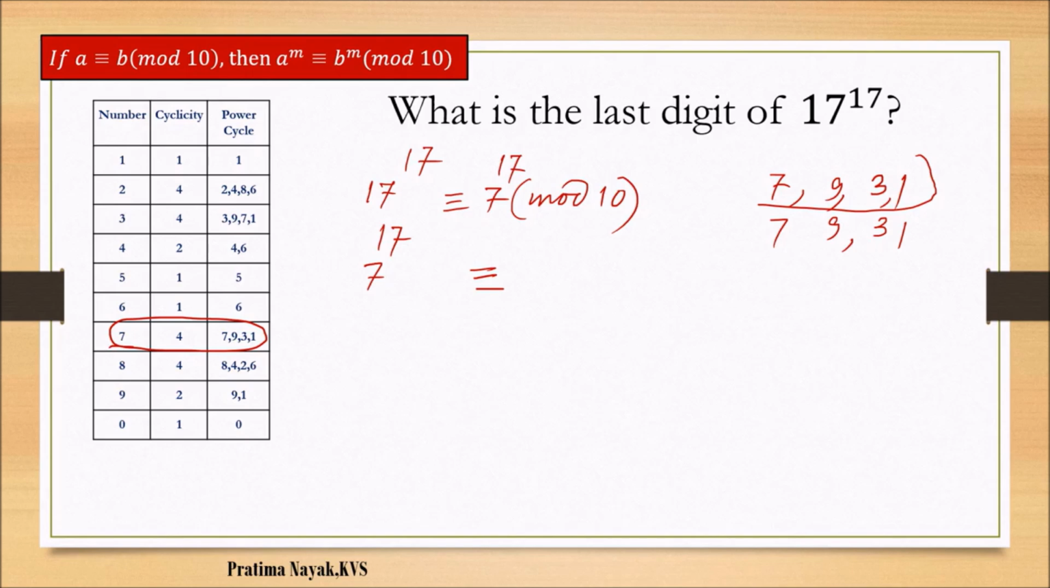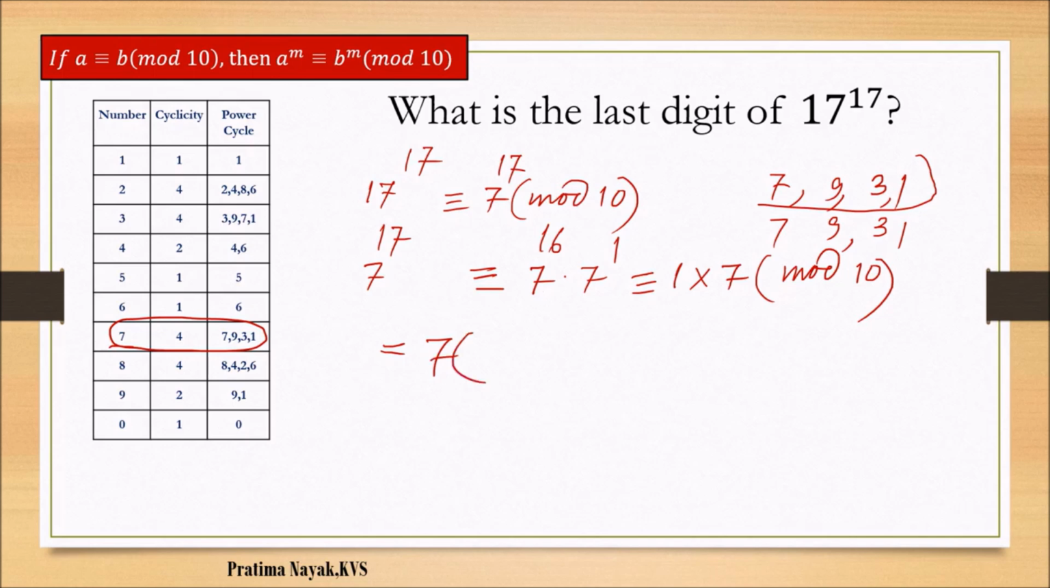So if it is 7 to the 17, that means 7 raised to the power 16 into 7 to the 1. When it is 7 raised to the 16, then it will end in 1. So this will be congruent to 1 into 7 modulo 10. So this is the same as 7 modulo 10. So 7 is the unit place digit.